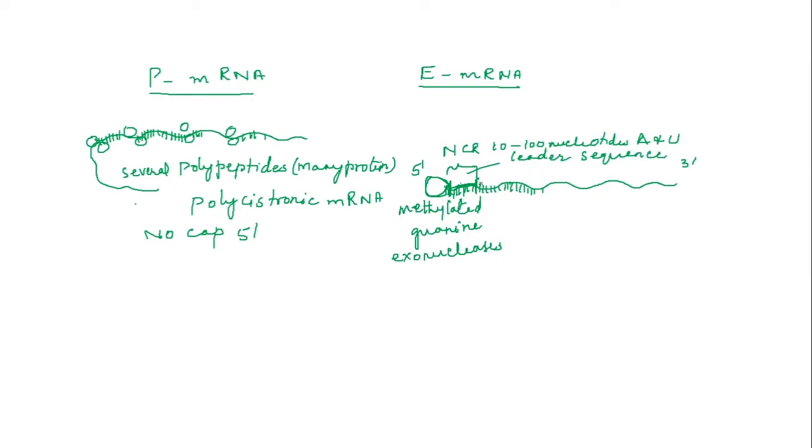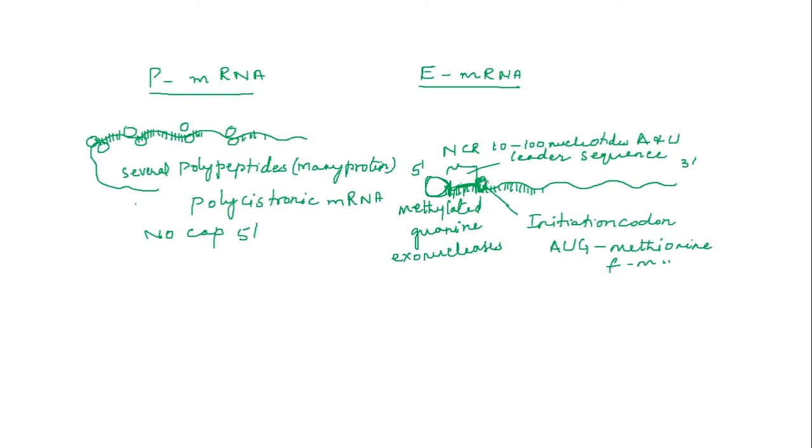Immediately after the leader sequence, there is a codon. This codon is called the initiation codon. The initiation codon in both prokaryotic and eukaryotic organisms is AUG, which is for methionine or formyl methionine.